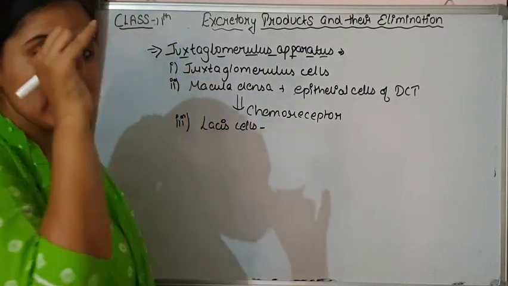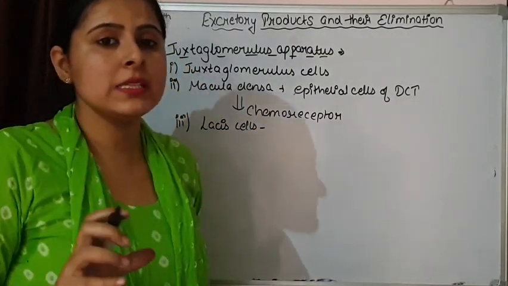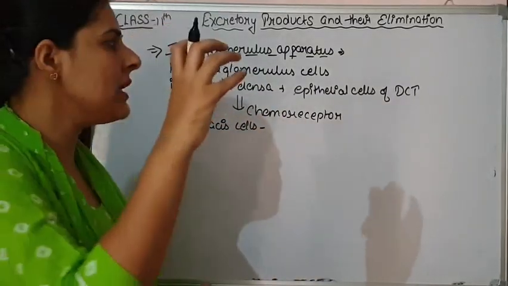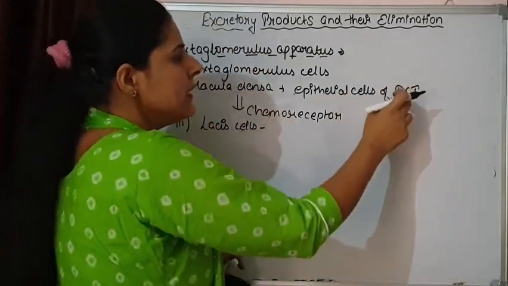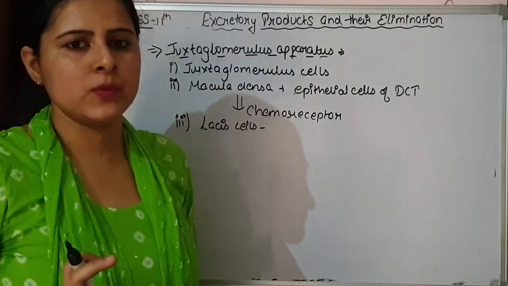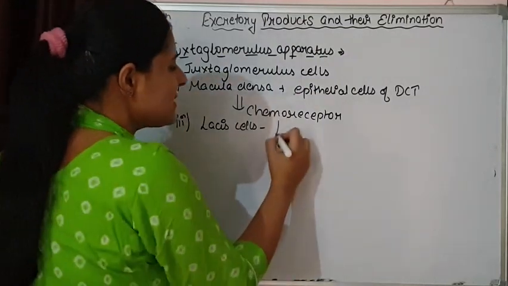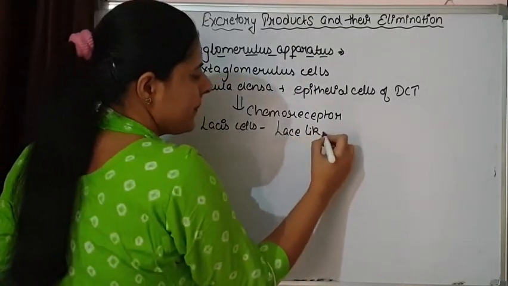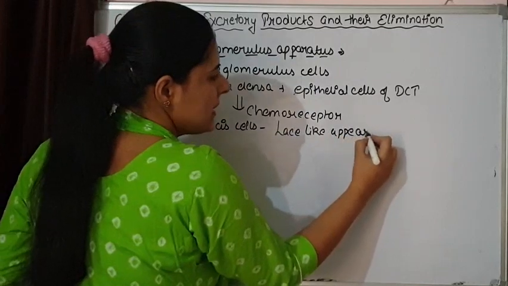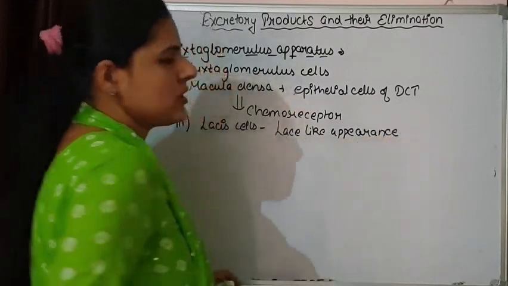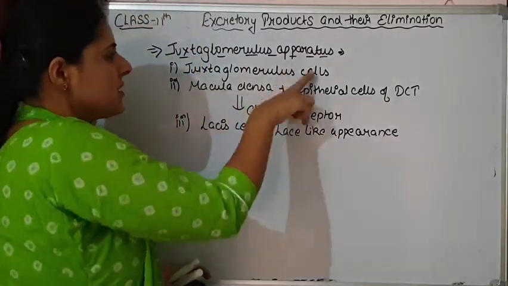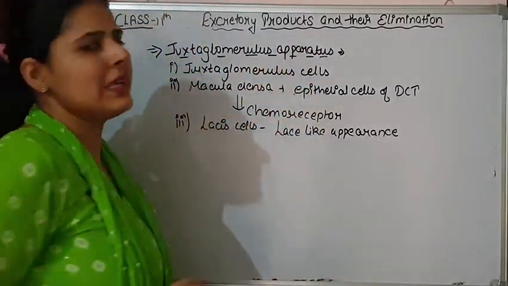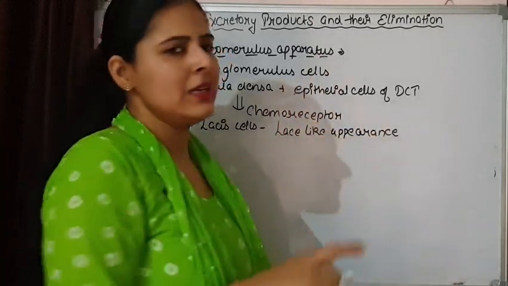And where will these Lacis cells be present? These are present in the space that forms between this DCT and the Bowman capsule, and they give a lace-like appearance. That's why they are known as Lacis cells, and their functions are not known. So we are going to represent these juxtaglomerular cells, macula densa and Lacis cells in a diagram.